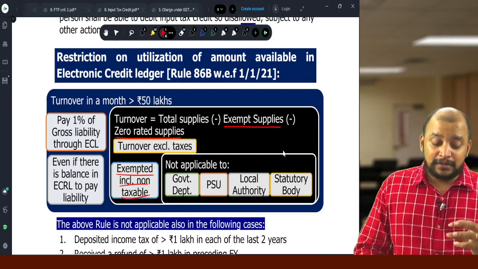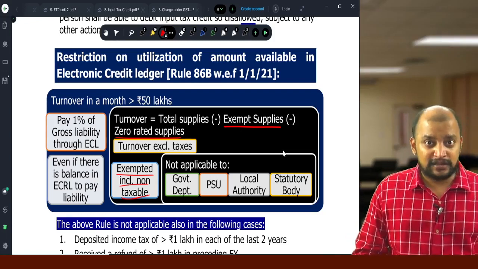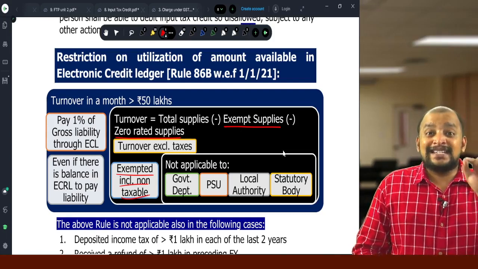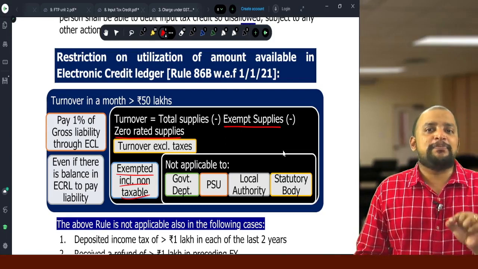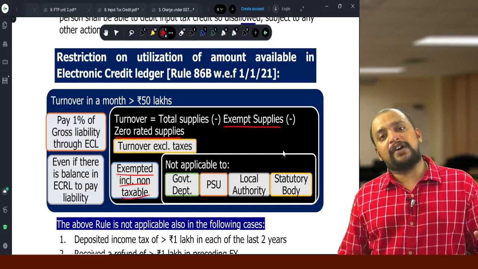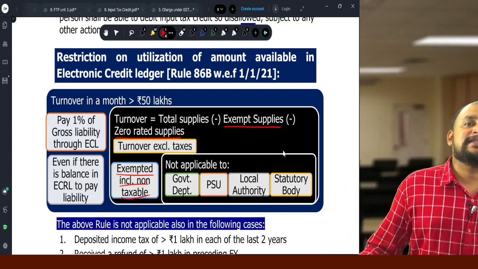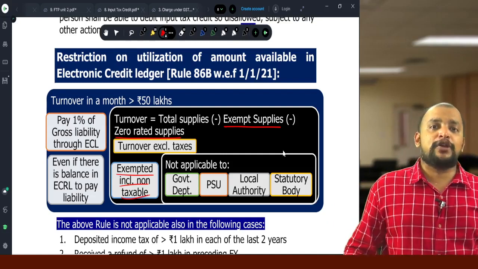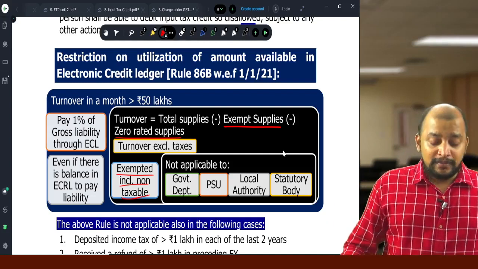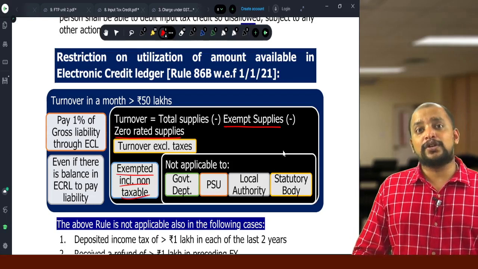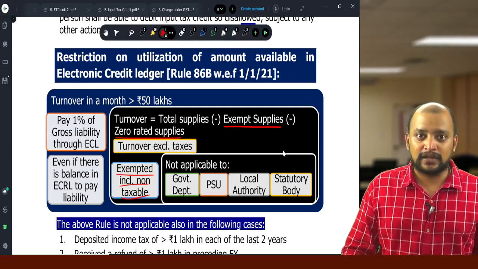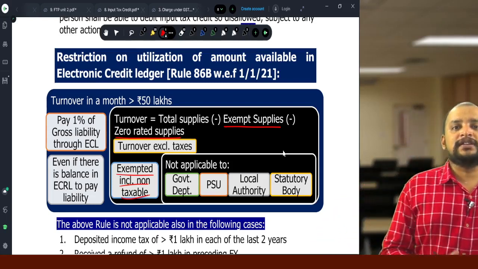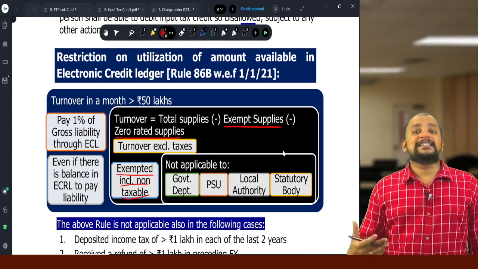If the taxable turnover exceeds 50 lakhs in a month, then 99% of the liability will be paid through credit ledger, even though you have enough balance, and 1% of the liability you have to pay through cash ledger. But this is not applicable for a person whose turnover does not exceed 50 lakhs in a month. Why did they mainly bring this? Because the government wanted some cash inflow.